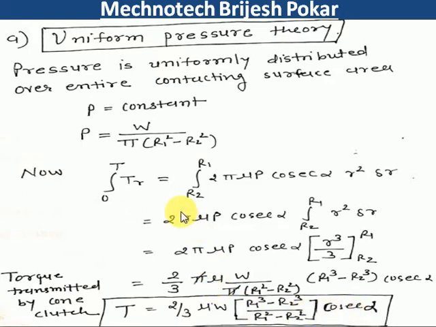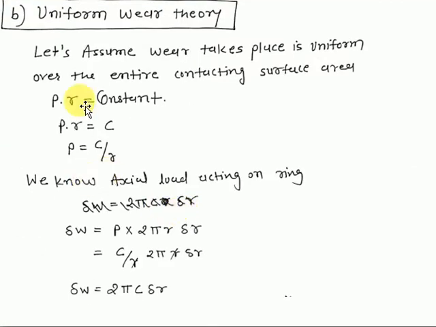Now the next theory is the uniform wear theory. It means we have to assume that wear taking place is uniform all over the entire contacting surface. So for that we have to consider P into R, meaning pressure into the radius is equal to constant. Here C is for the constant. So P is equal to C by R.